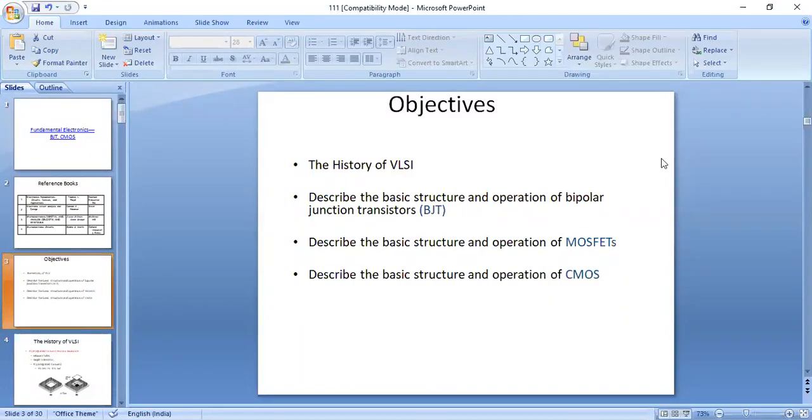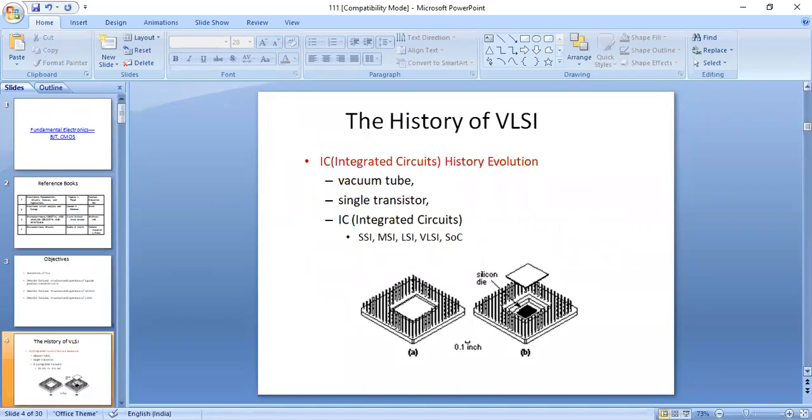We will move to the next slide. That is what is meant by an integrated circuit. This diagram shows you the history of IC VLSI, that is, integrated circuit evolution. What is it consisting of? That is vacuum tube, single transistor, IC, that is integrated circuit. Some examples: you may have heard or seen all this. ICs are available in any kind of circuit boards.